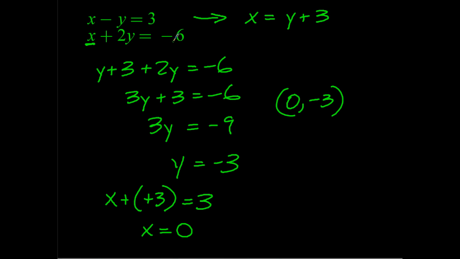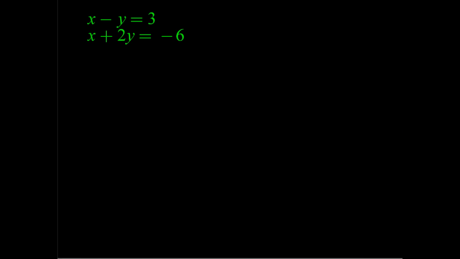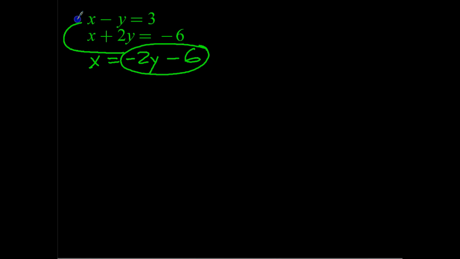Now I'm going to redo this one, and we'll solve for x here. So let's say x is equal to negative 2y minus 6. Then I can take this and plug it into that first equation. So I'm going to say negative 2y minus 6 minus y is equal to 3. And I get negative 2y minus y is negative 3y minus 6 is equal to 3.